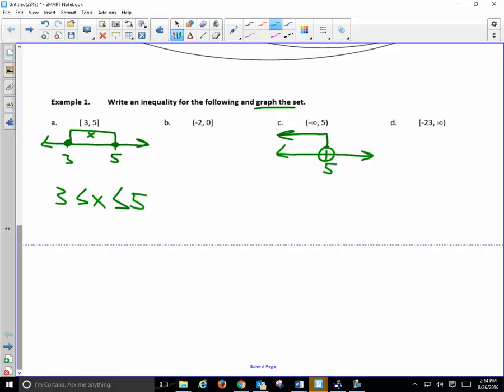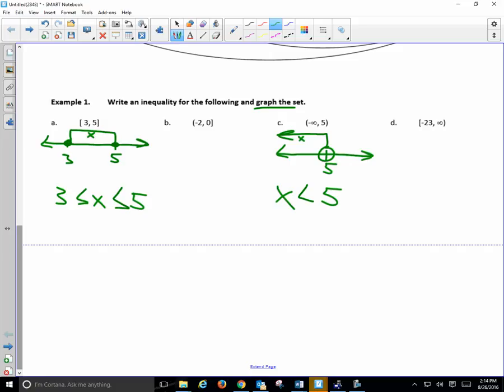Now again, I put X in the area where you have solutions that would work. How does this X compare to the 5? It is less than the 5. Can it be equal to the 5? No, so I don't write an equal sign.